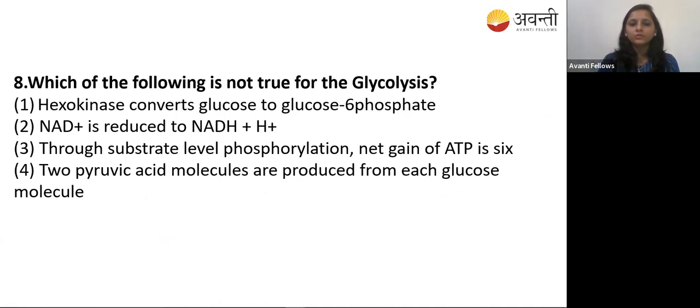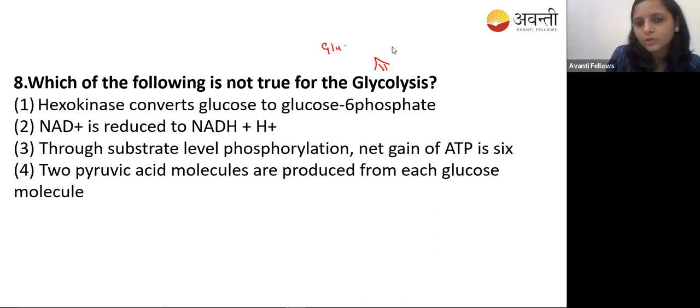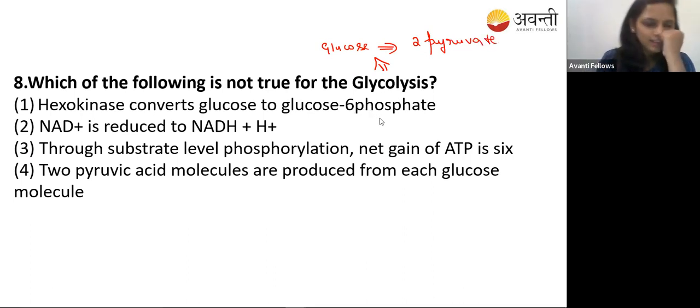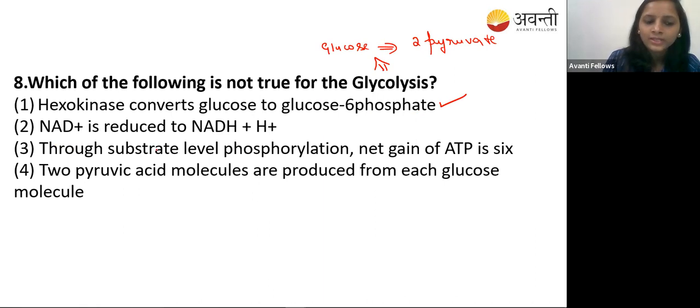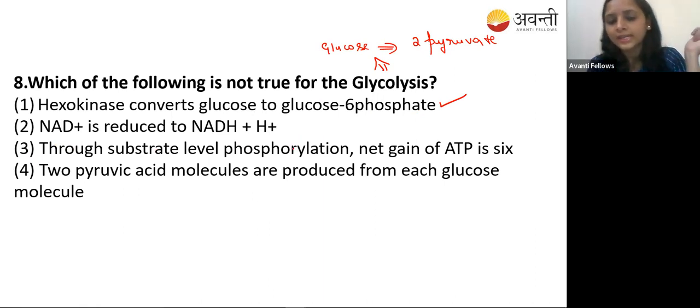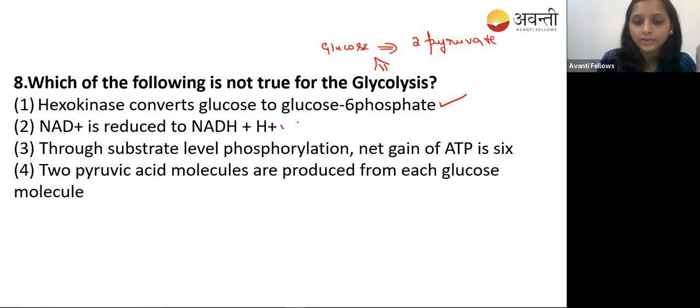Eighth question. Which one of the following is not true for glycolysis? Let us talk about glycolysis. All of you know that glycolysis is where one glucose molecule is broken down into 2 pyruvate molecules, right? Let us go to option 1. Hexokinase converts glucose to glucose 6 phosphate. Yes, this is the first step. That is correct. Then NAD plus is reduced to NADH plus H plus. Yes, that also takes place.